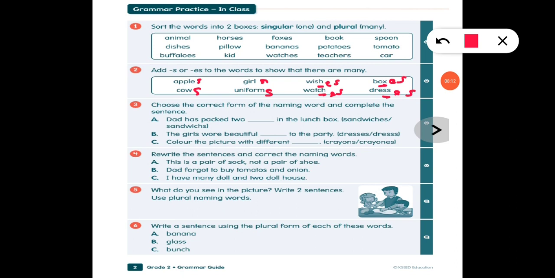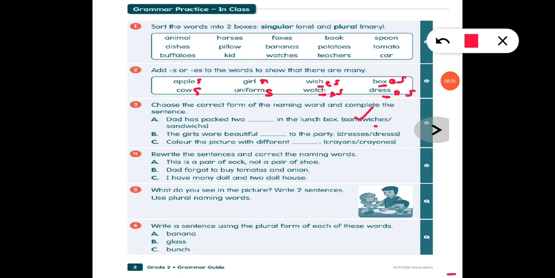So what do we add here? 2 sandwiches होता है या sandwich होता है. Here this is the correct option. Why? Because the word ends with ch. So when there is a ch at the end of the word, we add es. So it is a correct option.